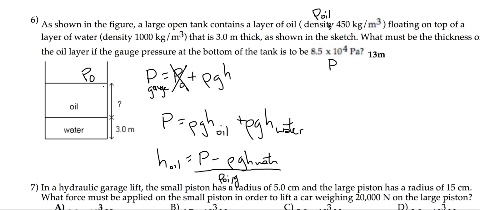So let's finish defining our variables. We have rho of the water, which is right here, g, and then height of the water is right here. So plug in all of those numbers in here for the layer of the oil, and I got 12.6 meters, which rounds up to 13 meters.